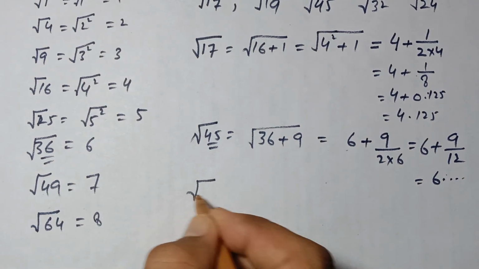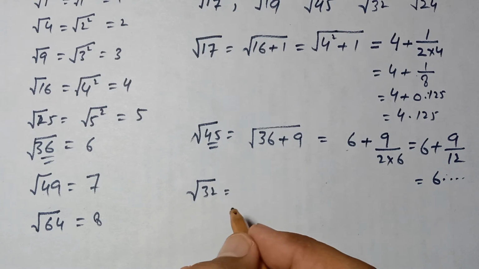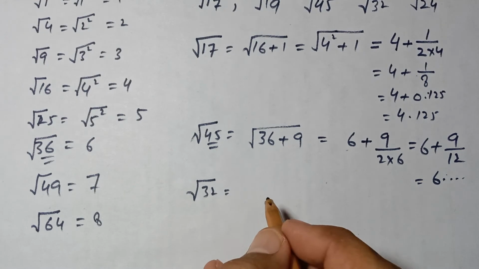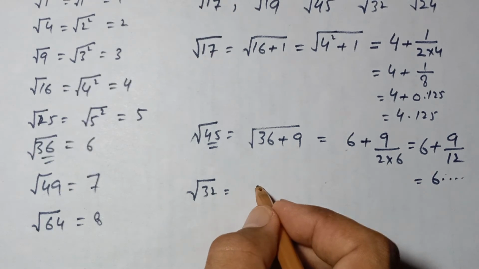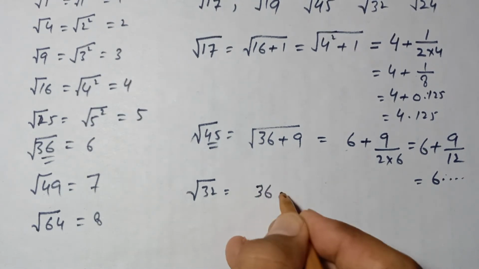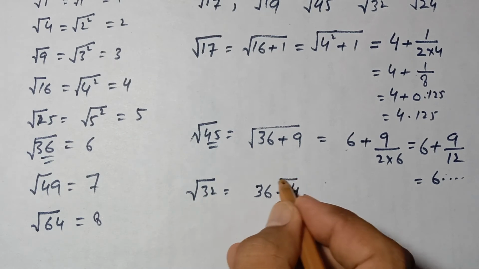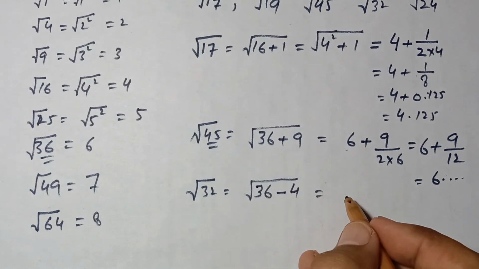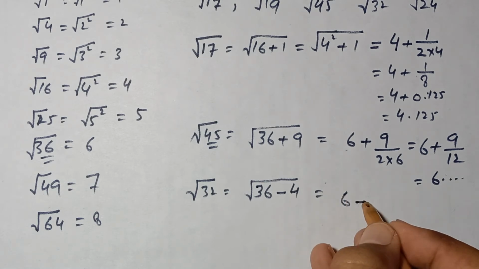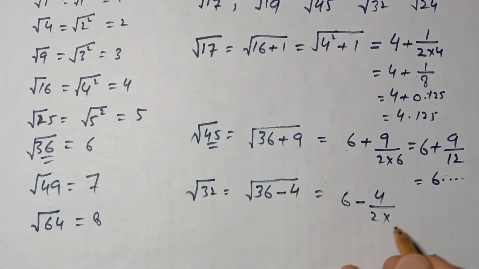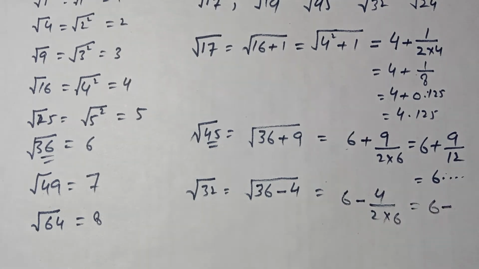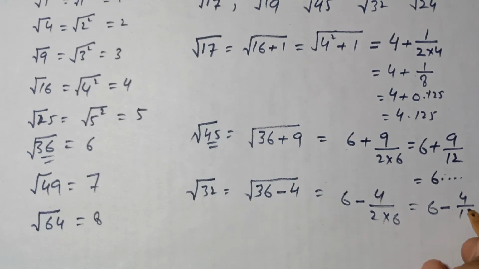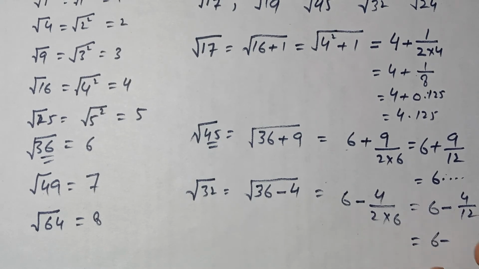Now how can we find the square root of 32? 32 is nearly equal to the perfect square 36. So the square root of 32 can be written in the form of 36 minus 4. So this is equal to the square root of 36, that is 6, minus 4 divided by 2 multiplied by 6, which is equal to 6 minus 4 divided by 12, and we can write 6 minus 1 divided by 3, which is equal to 5 point something.